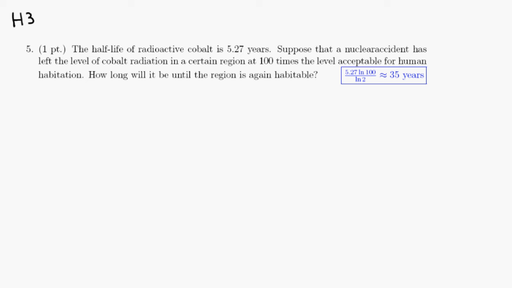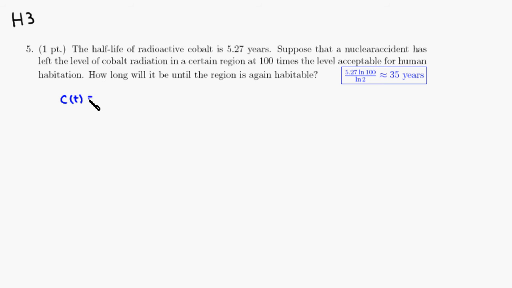Alright, let's look at homework 3, problem number 5. It says that the half-life of radioactive cobalt is 5.27 years. Since radioactive cobalt decays exponentially, we can write it as, I'm going to call it C of T. I'm going to use blue.